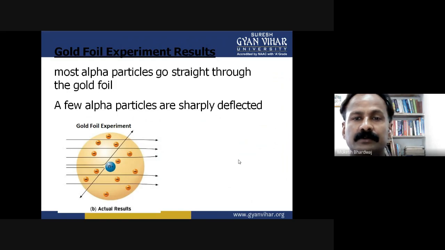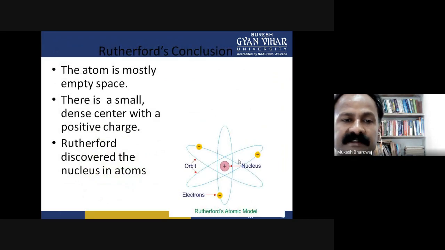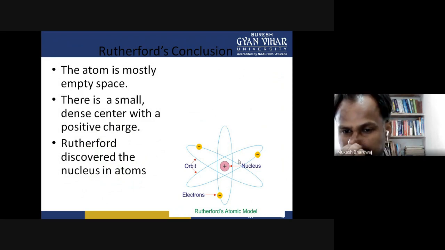Most alpha particles go straight through the gold foil. A few alpha particles are sharply deflected. So this is the actual result. The atom is mostly empty space. There is a small dense center with positive charge. Rutherford discovered the nucleus in atoms. This is the Rutherford atomic model.